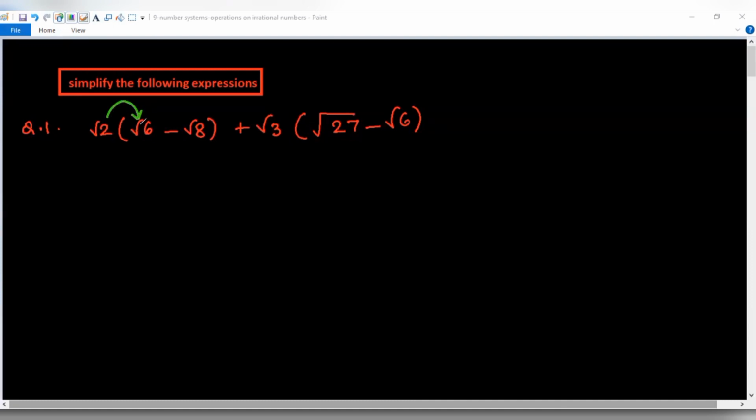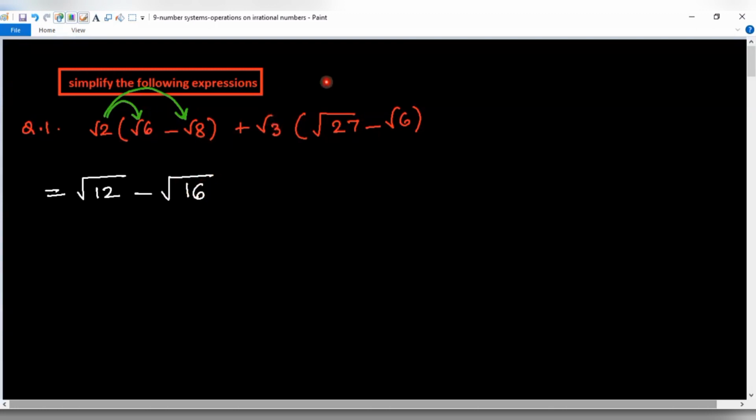Root 2 into root 6, like that we have to move. So here what we get is root 2 into root 6, that is root 12. 2 into 6 is 12. So root 2 into root 6 is root 12. Minus root 2 into root 8. 2 into 8 is 16. So it is root 16.